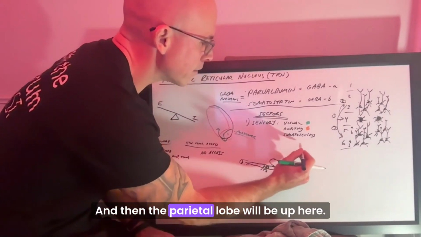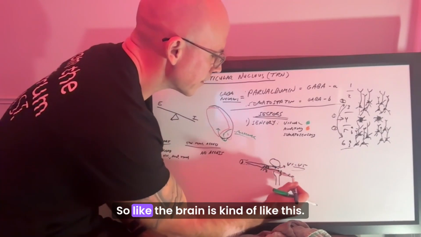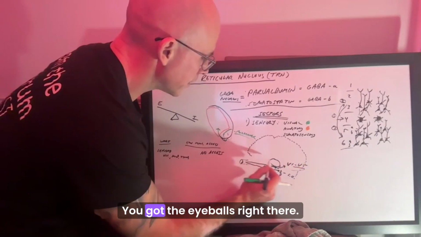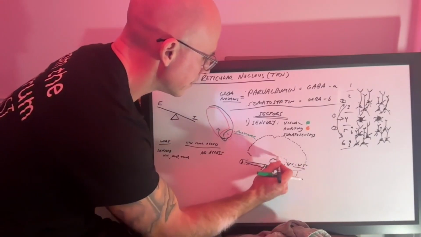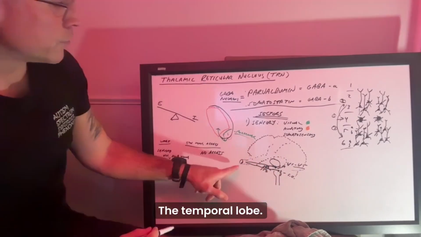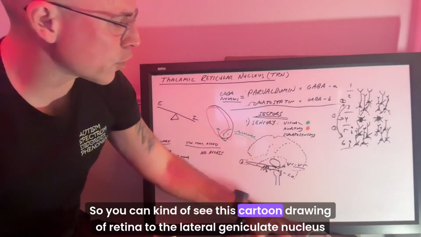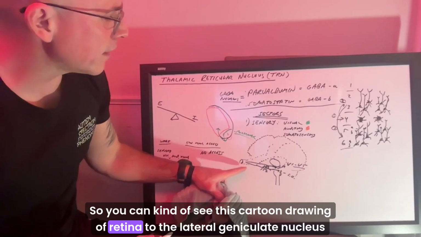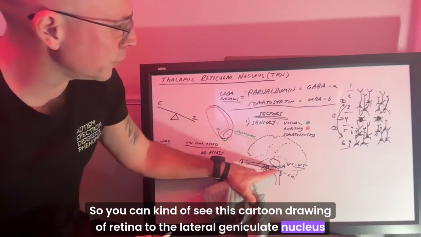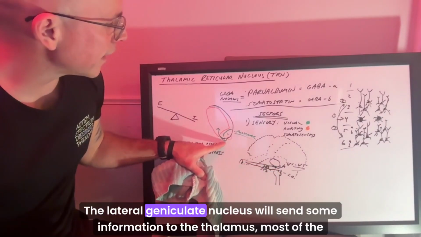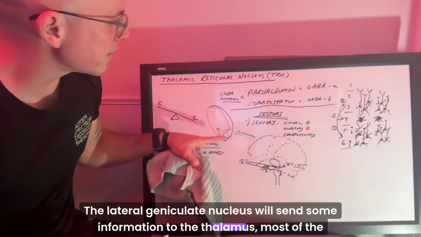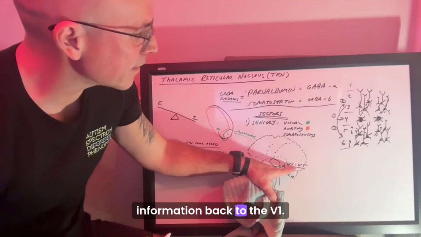And then the parietal lobe will be up here. So the brain is kind of like this, and you got the eyeballs right there, the temporal lobe. So you can kind of see this cartoon drawing of retina to the lateral geniculate nucleus here. The lateral geniculate nucleus will send some information to the thalamus, most of the information back to the V1.